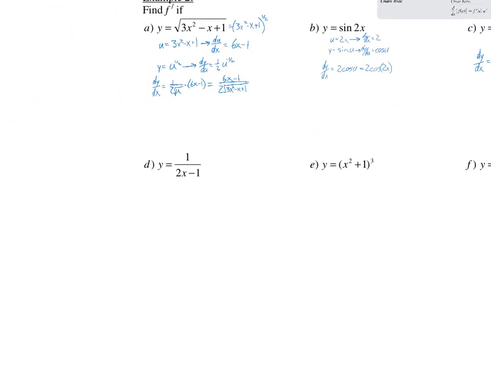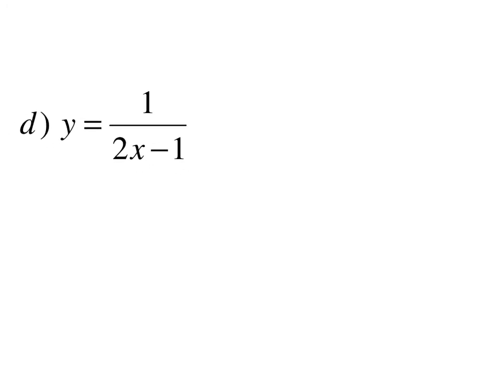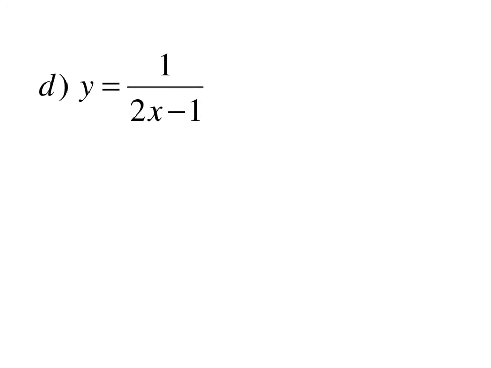Alright, let's run through a couple more of these just to get used to it. What's the u? 2x minus 1. du/dx? 2. What's y in terms of u? 1 over u, which since we want to take the derivative, u to the negative 1.